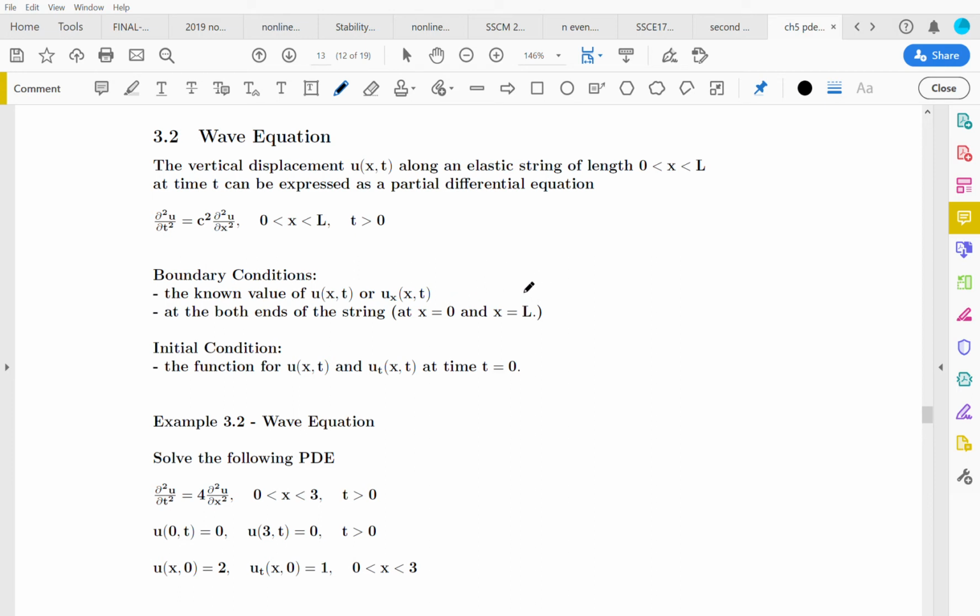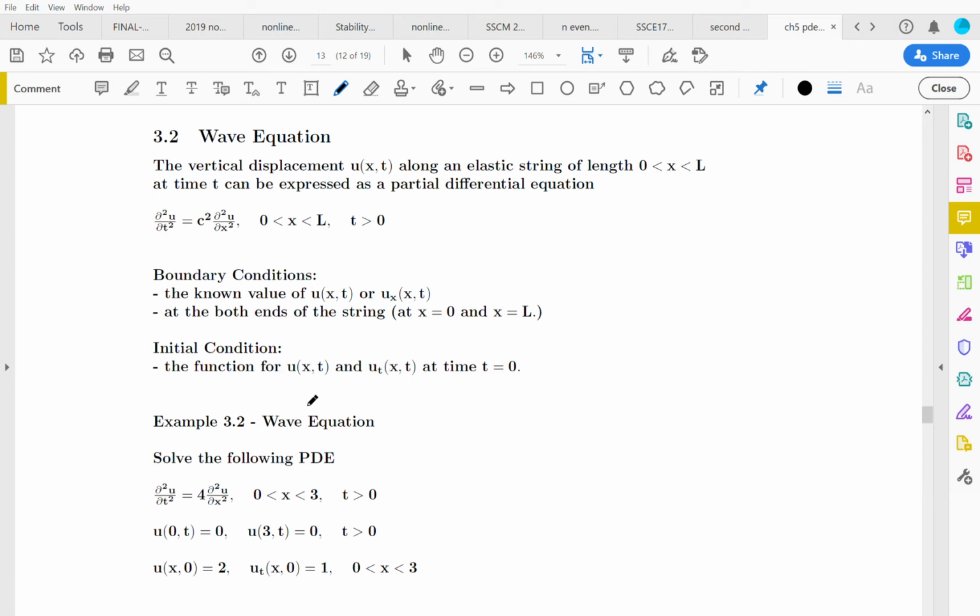So the problem here is different from the D'Alembert method. The D'Alembert method we apply if we have a long string, minus infinity to infinity. But now we have a finite string, so we have a certain length for it. So we can solve this case by using the method of separation of variables. There will also be the initial condition. This will be different from the heat equation. To get the complete solution for the wave equation, we will need two initial conditions.